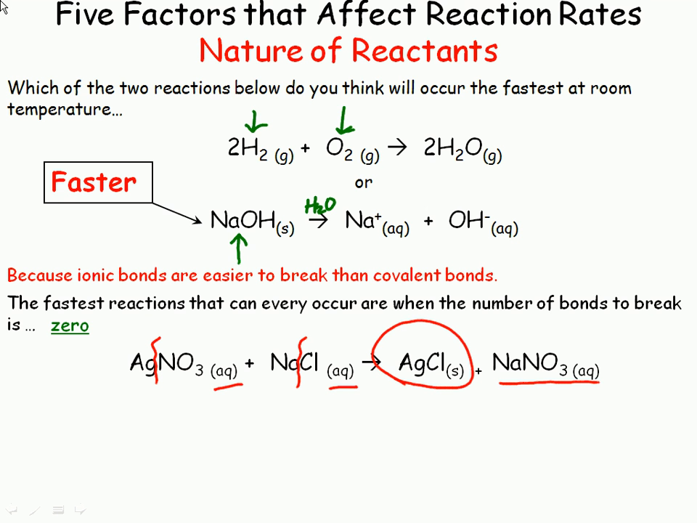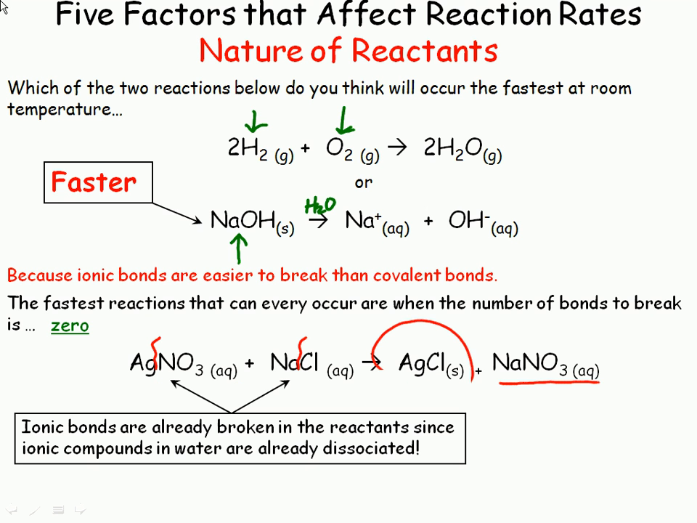So between the 3 of these reactions, the bottom one would actually be even faster because there are no bonds that actually need to be broken there. The top one's the slowest because we're breaking covalent bonds. The middle one is faster because we're only breaking ionic bonds. And the bottom one is the fastest because we are not breaking any bonds whatsoever because they're already broken from being in an aqueous solution. So the ionic bonds are already broken in the reactants since the ionic compounds in water are already dissociated or broken apart.